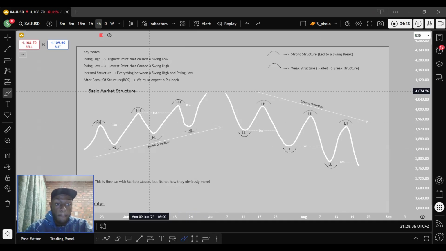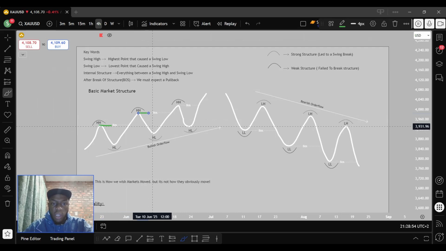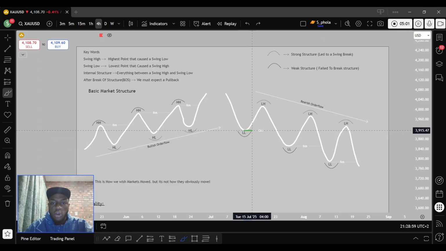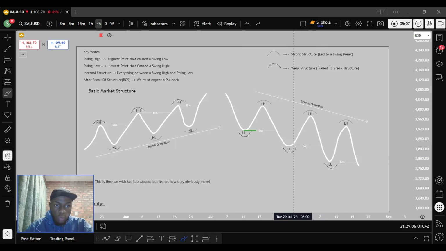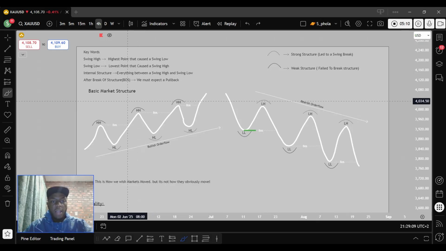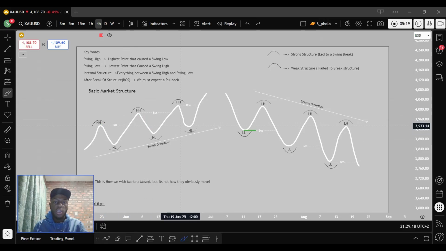Then one of our most used keywords, which I think most of y'all know, is BOS, which is break of structure. Whenever a swing high gets broken in an uptrend, we call that a break of structure. In a downtrend, whenever a swing low gets broken, we also call that a break of structure. After a break of structure in an uptrend, we expect a pullback, but we'll get to that in a few.